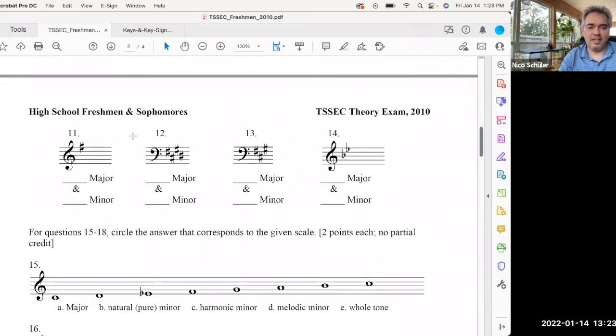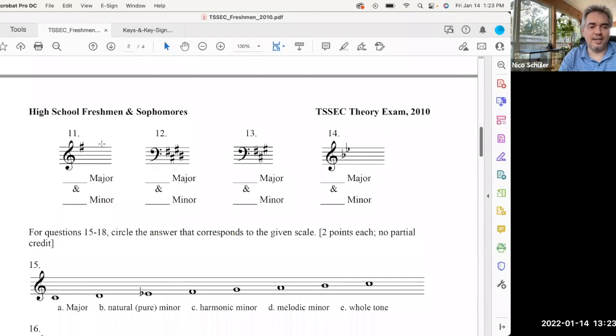In fact, pause the video and try to figure out both the major and minor key names of the keys with these key signatures. And when you're done, continue playing this video and I will say the solutions. So pause now and figure this out.